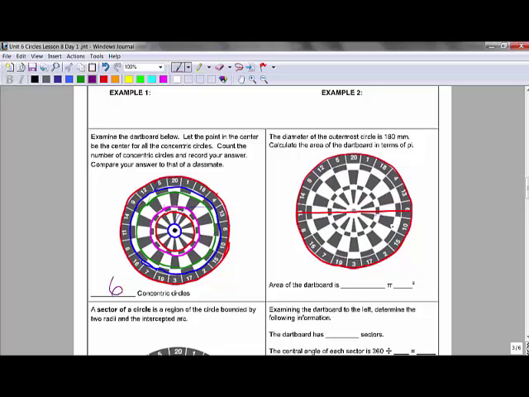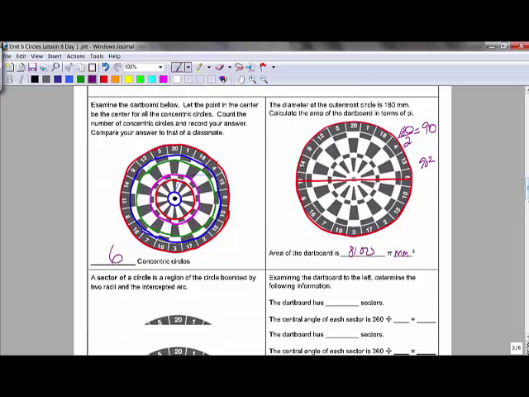And again, for the area, we need the radius. So I think I would take this 180 and divide it by 2 to get 90. And so the exact area of the dartboard would be 90 squared, 8,100 pi, and our units are millimeters squared.